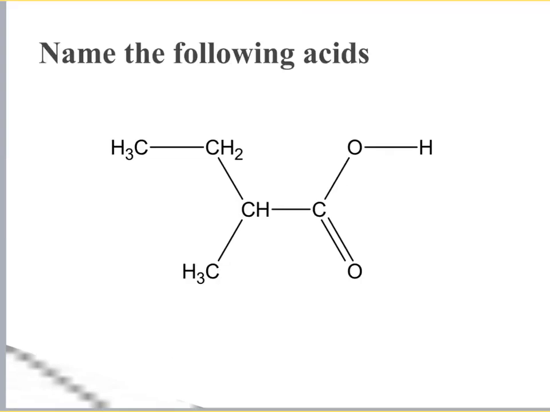Let's now look at how to name this acid. First of all, we look for the longest stem, which is 1, 2, 3, 4. 1, 2, 3. So 4 is the longest, so its stem is going to be but. And it's got a methyl group on carbon number 2. So that's simply 2-methyl butanoic acid.